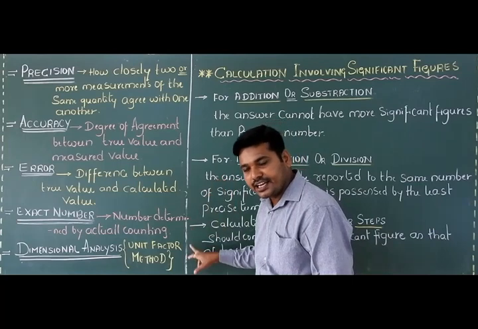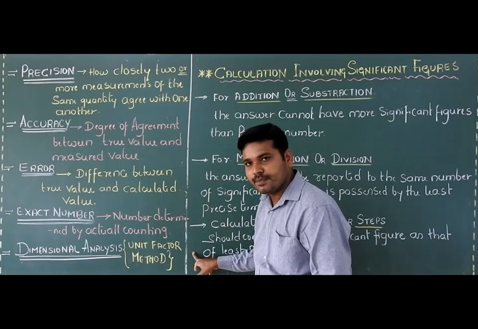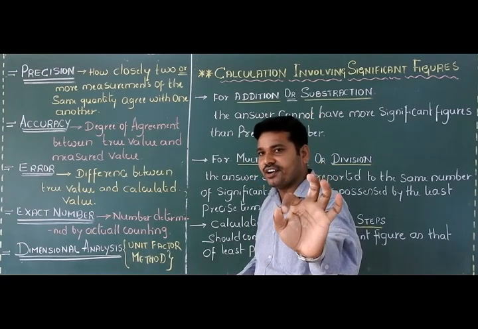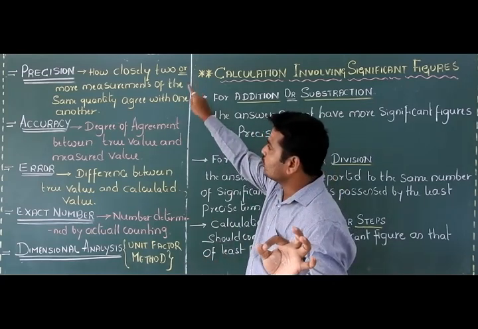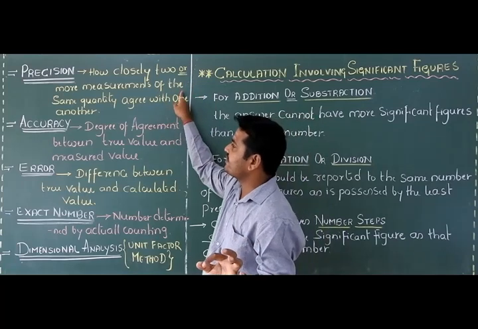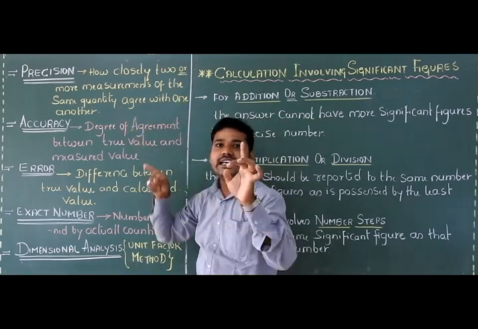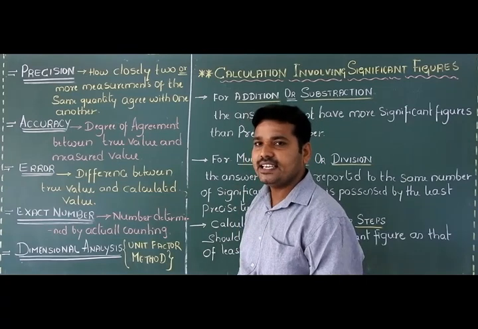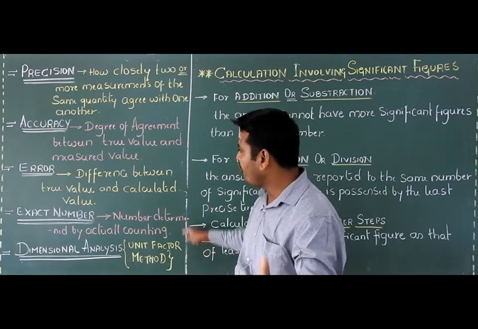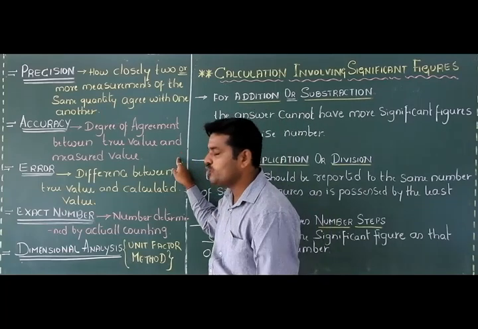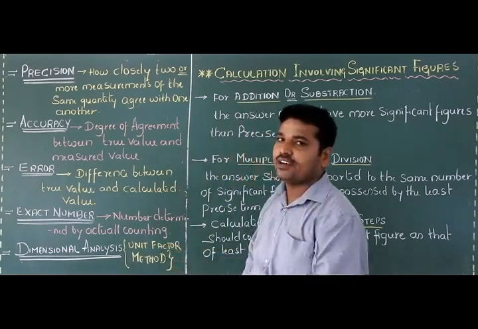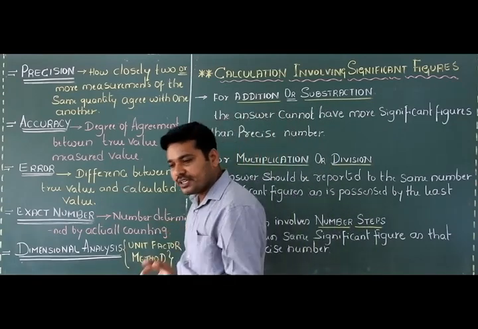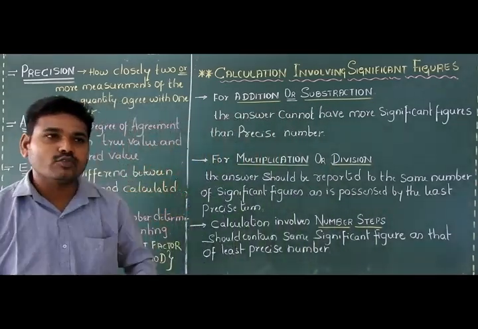Students, is there any doubt in these 5 terminologies? Yes, tell me what is meant by precision. Precision refers to how closely 2 or more measurements of the same quantity agree with one another. Then tell me what is meant by accuracy. The degree of agreement between the true value and measured value. Now tell me what is meant by error. The difference between true value and calculated value.